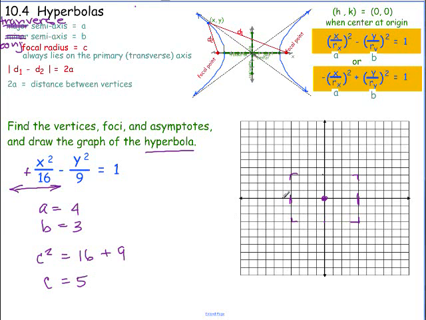I know my focus is going to be right there and right there. And of course I just put it on the line of the transverse axis. Now I'm going to draw my asymptotes. Ugh, those could be tricky to draw. You will use a ruler.